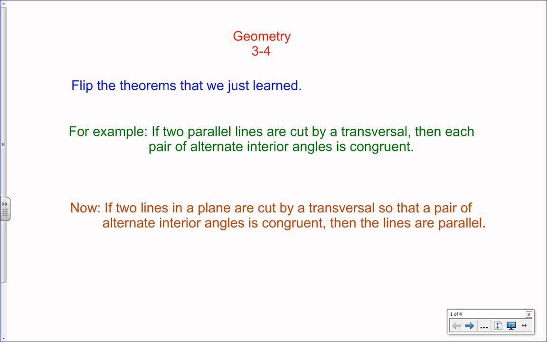Section 3.4 in geometry is very similar to section 3.2, except what we're doing now is flipping the theorems around. A lot of you would think that if the theorem works in one direction of reading it, it would work in the opposite direction. And it doesn't necessarily have to work that way.